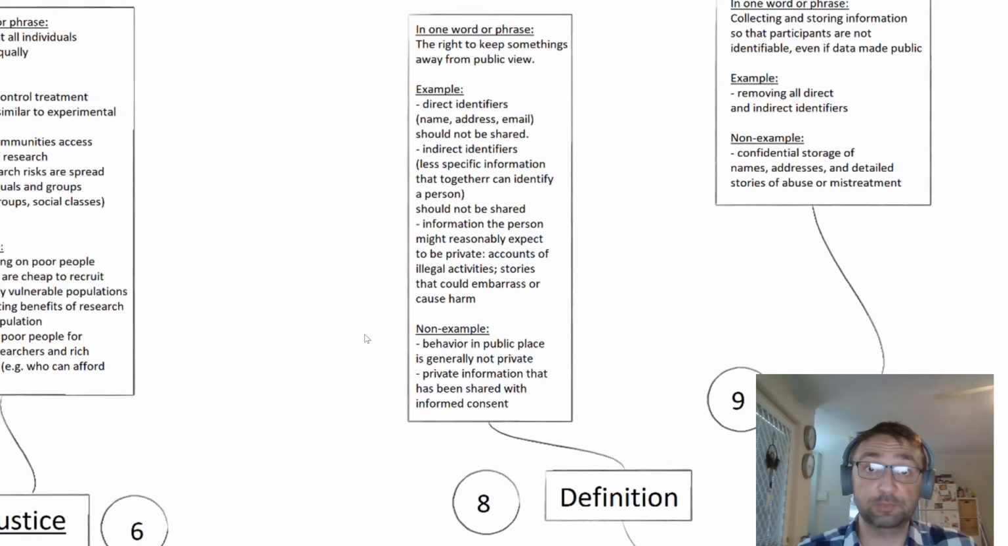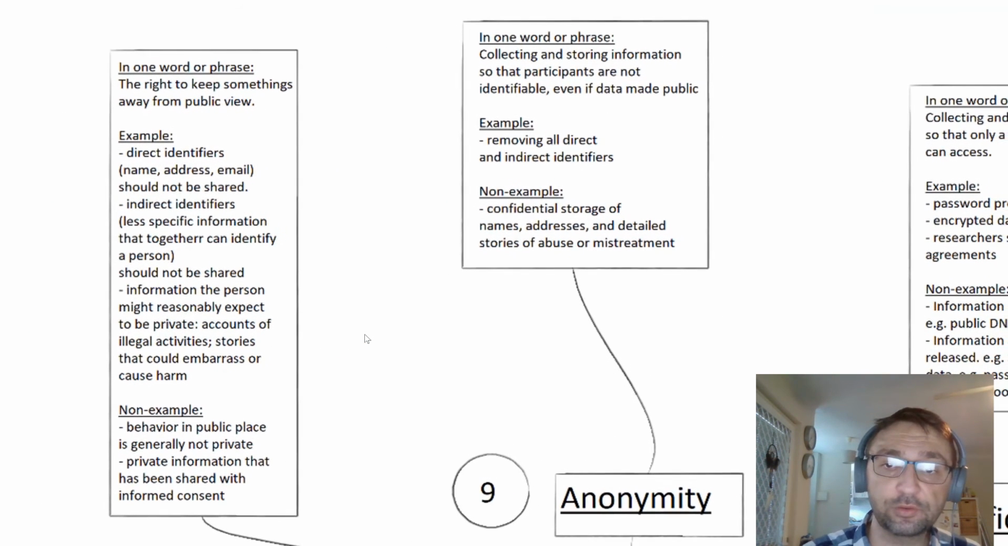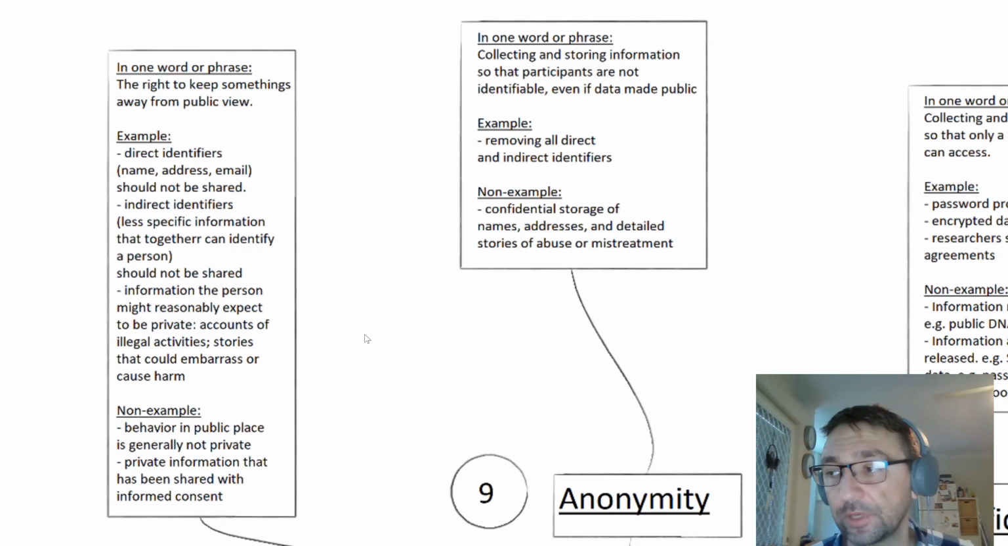Okay, so how do we protect privacy? There are two main ways. The first one, and by far the most robust, is anonymity. Anonymity is the idea that you collect and store data so that even if people could access it, even if it was all made completely public, you couldn't identify who was part of it. And this means that you remove all what I've put here, direct and indirect identifiers.